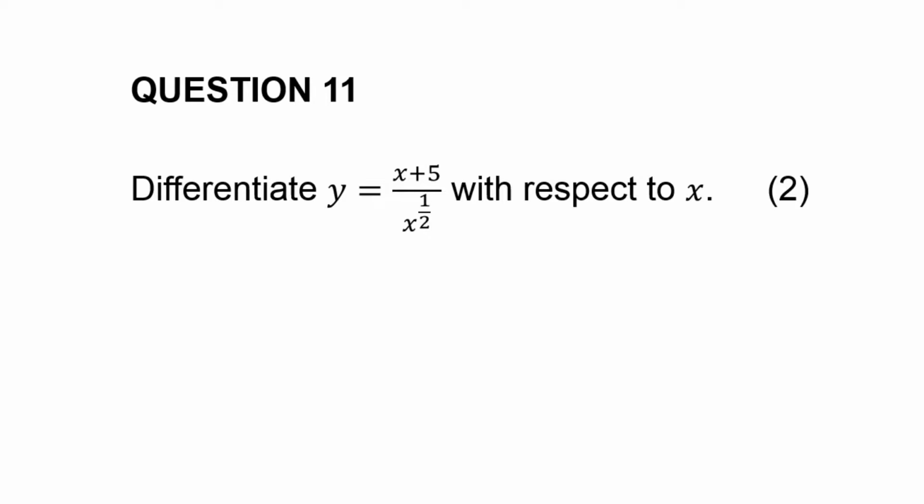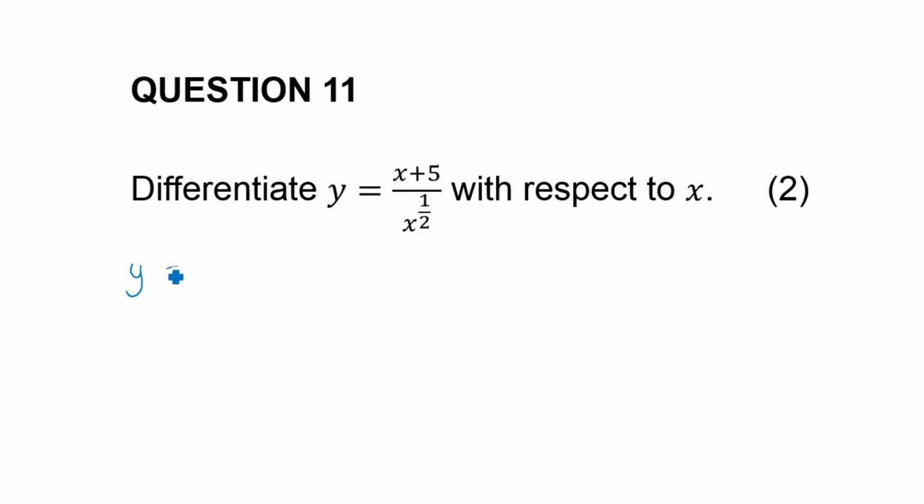Okay. Question 11. Differentiate y, and they tell you y is (x plus 5) divided by x to the power of half, with respect to x. What is to differentiate, class, actually? When we differentiate, we're finding the derivative. And guys, you have to remember with your high school methods, you can't use it as it is over here. You don't know what the quotient rule is. You haven't learned it yet, so you have to simplify this first. Okay, so that's where we're going to start.